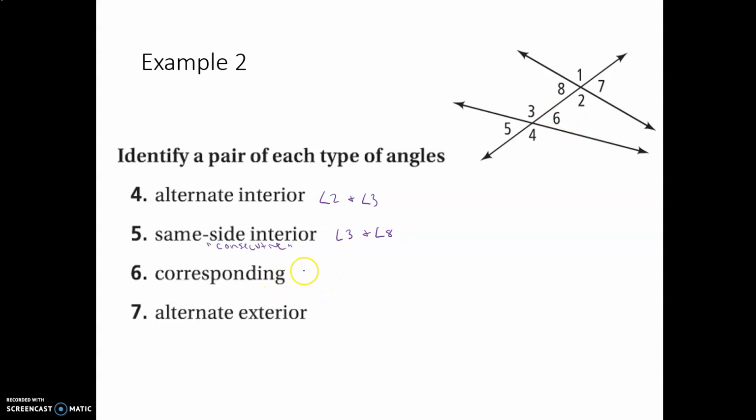Corresponding, there's actually 4 pairs to pick from, but let's do, how about 7 and 6? So 7 goes with 6. You could have said 2 and 4. You could have said 1 and 3, or you could have said 8 and 5. And then the last one, alternate exterior. Exterior is outside, and alternate means like 1 and 4. Alternate sides of the transversal, or 7 and 5.